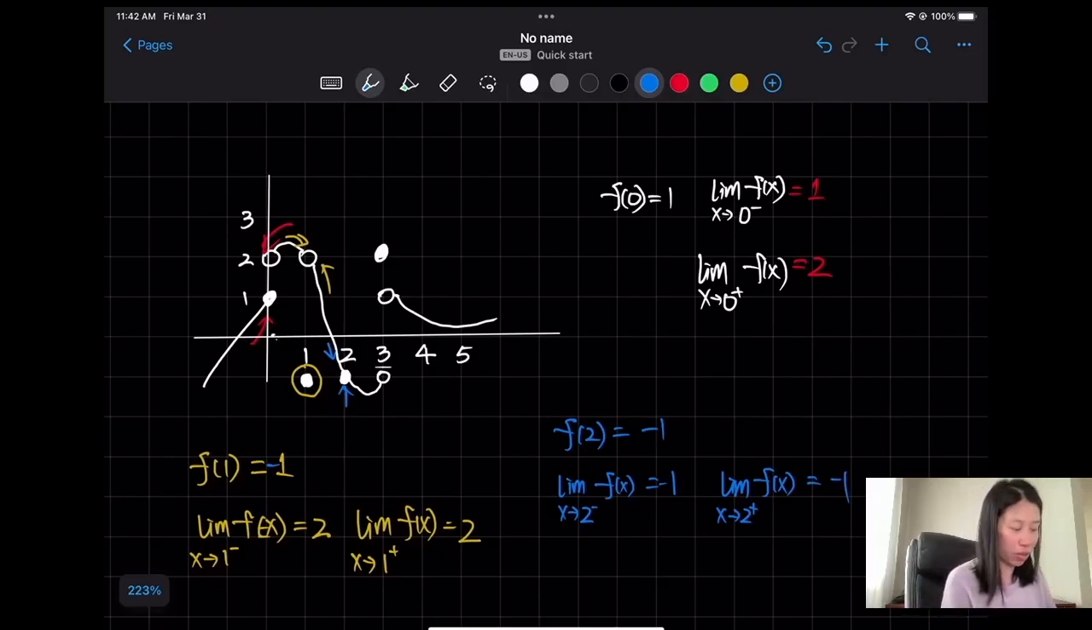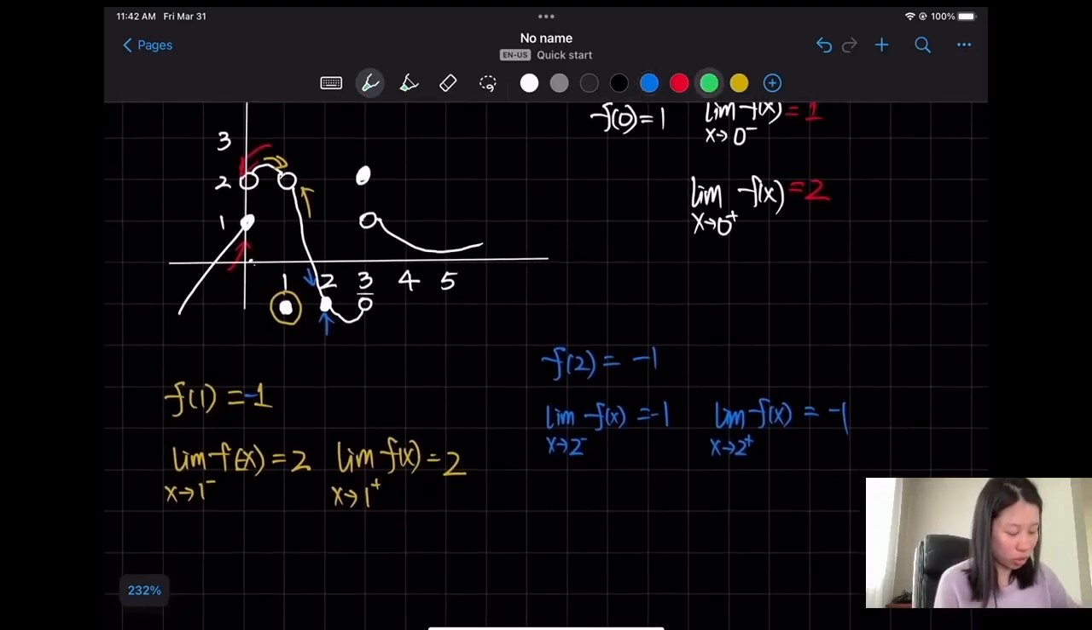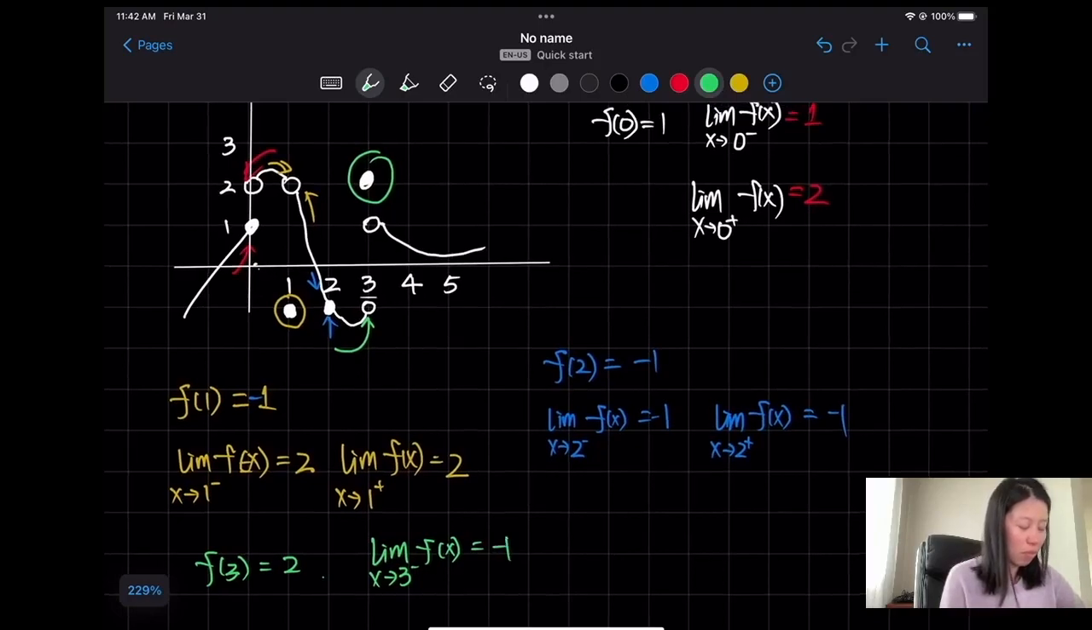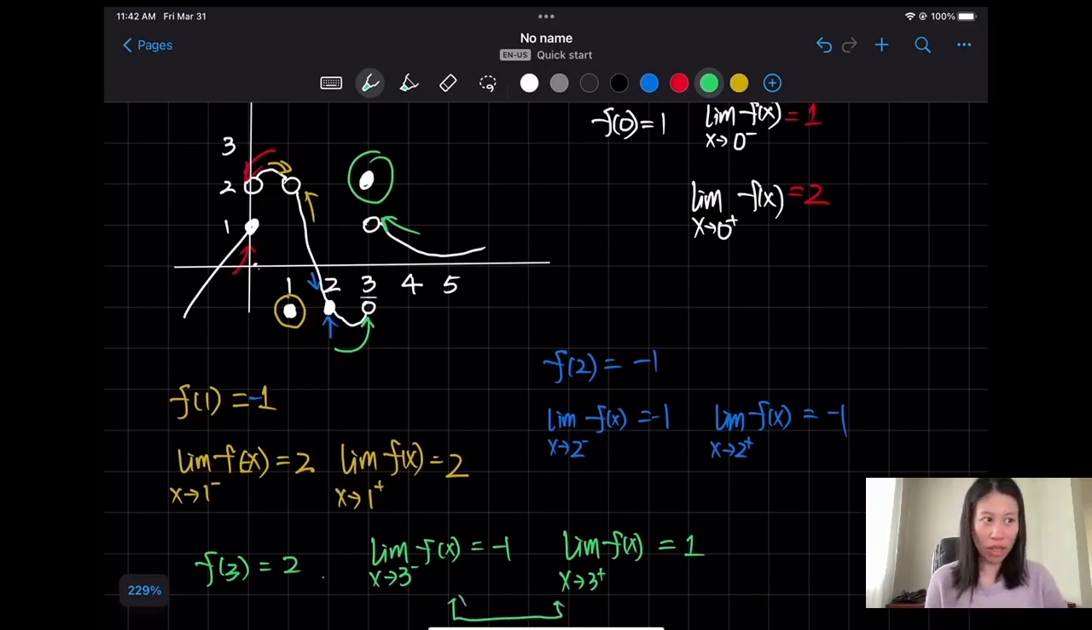Okay, now let's take a look at 3. So f of 3, the function is defined here, f of 3 equals 2. And as the function approaches 3 from the left side, the limit of the function is negative 1, but when the function approaches from the right side, the limit of the function equals 1. So in this case, the left side limit is not equal to the right side limit.